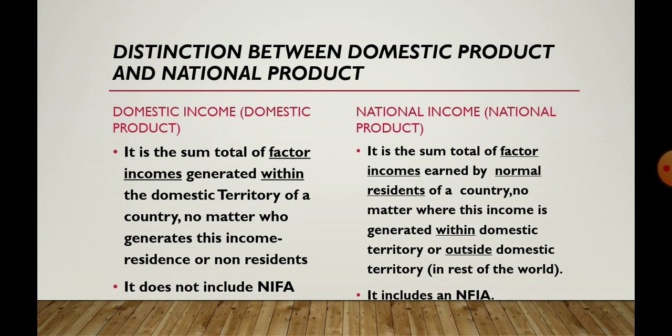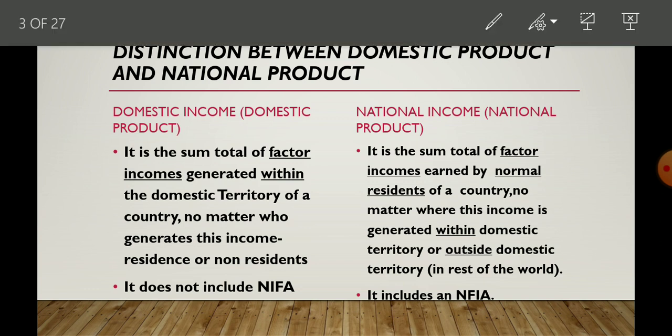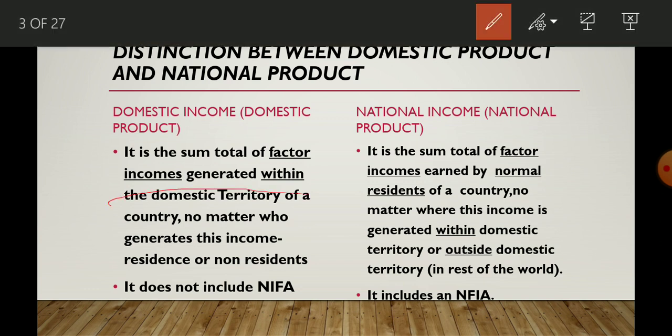Here we don't consider who is earning, normal residents or non-residents. Okay, so Indians earning, that is also included in domestic income, and foreigners who come and do economic activity and earn money, their earning is also included in domestic income. Okay, so here we are only concerned with the domestic territory. We are not concerned with residents or non-residents. Okay, we include all the factor income that is earned within our sea area, land area, and by aircraft services. Okay, here we exclude NFIA.